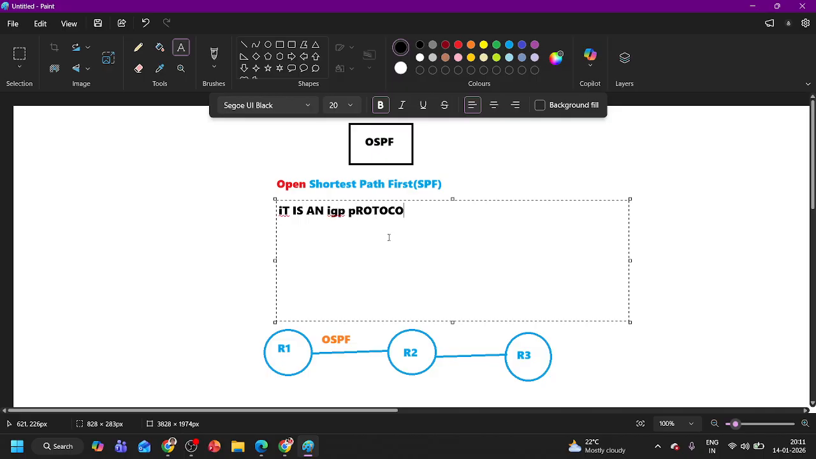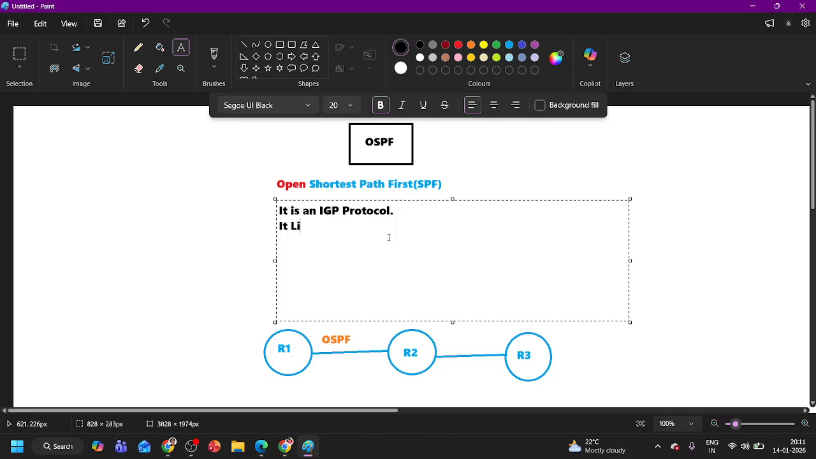It is an IGP protocol. What is the meaning of IGP? Within an AS only it will work. Within an AS it will work, or it will work with connected devices only. It is a link state routing protocol also.